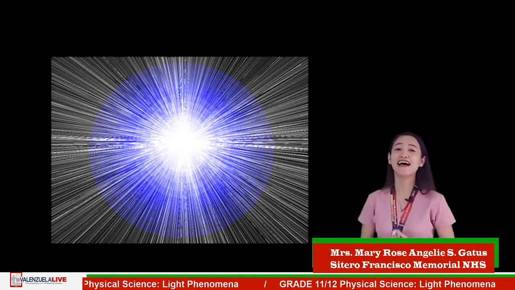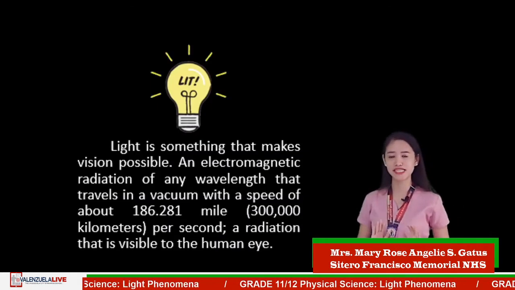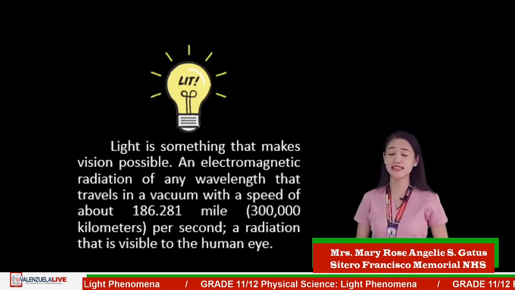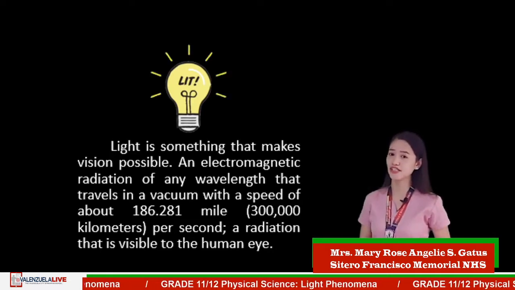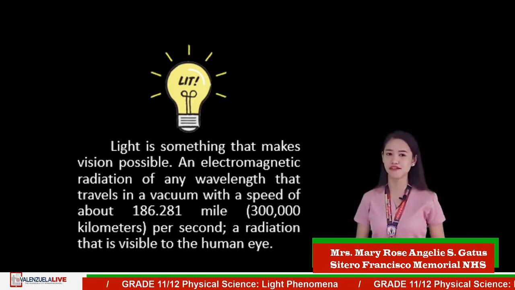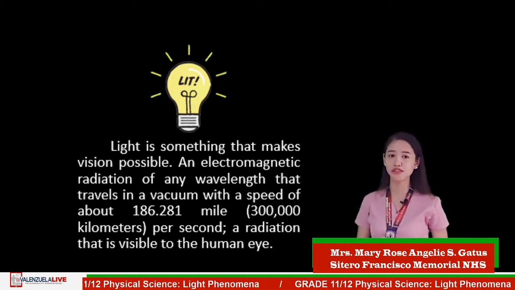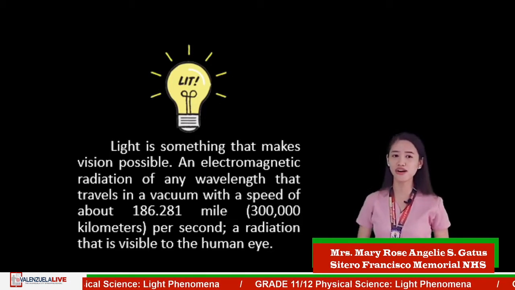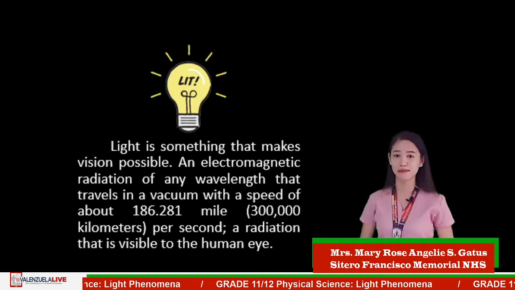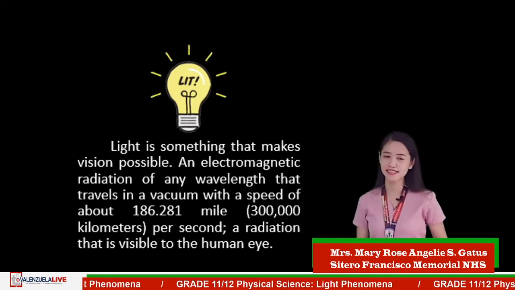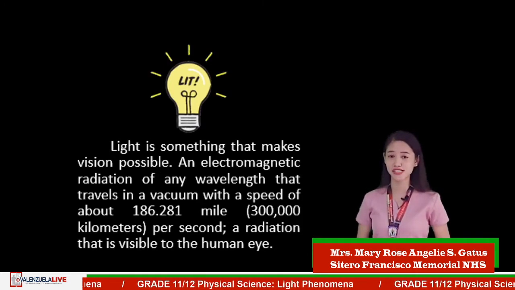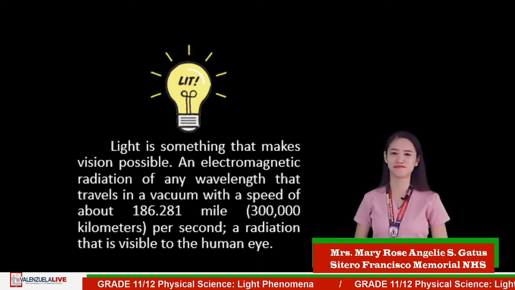Very good. Light is something that makes vision possible. It is an electromagnetic radiation of any wavelength that travels in a vacuum with a speed of about 186,281 miles or 300,000 kilometers per second. It is a radiation that is visible to the human eye.